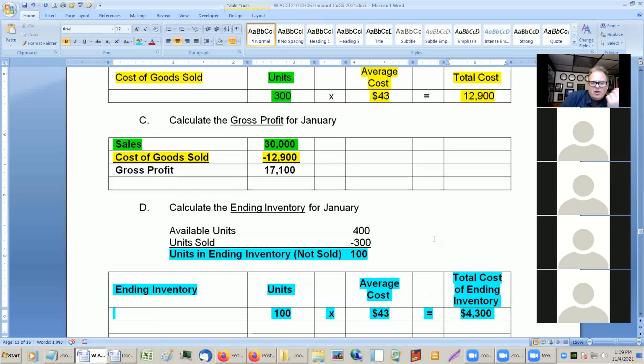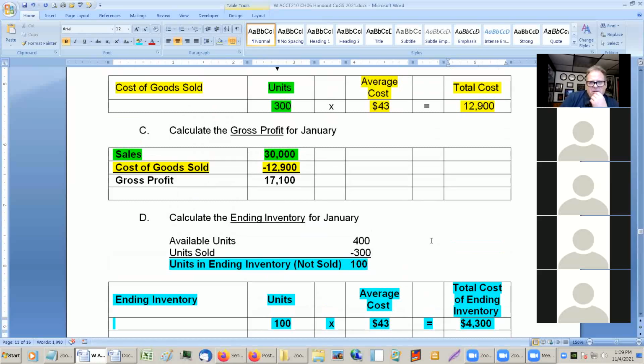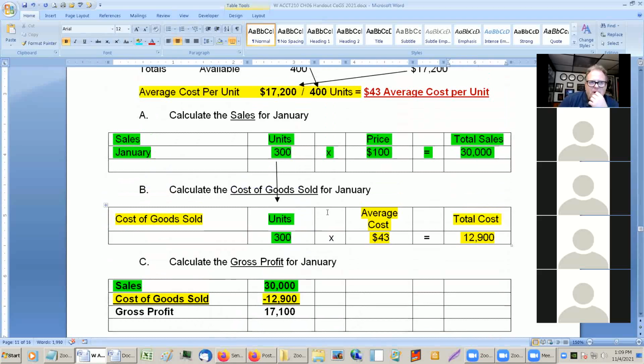So the average cost, once you get the average cost per unit, it's actually way easier than the other ones, because it's just one number. How many units do you sell for the period? 300. Okay, what's the average cost of them? That.